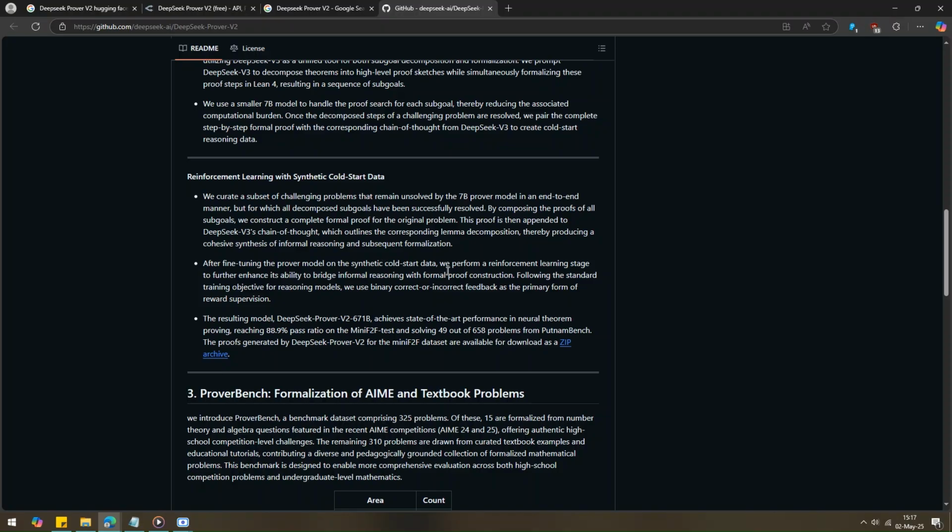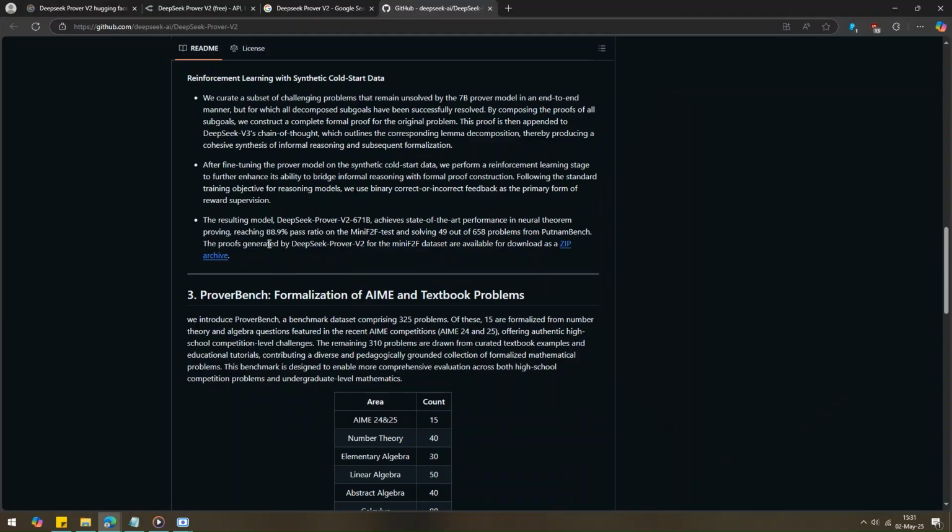Next, the model gets fine-tuned with special data and uses reinforcement learning to improve at turning informal thinking into formal proofs. It gets feedback, like right or wrong, to help it learn. The result? Deepseek Prover V2 671B. This model performs amazingly well, with an 88.9% pass rate on the Mini F2F test and solves 49 out of 658 problems from Putnam Bench.